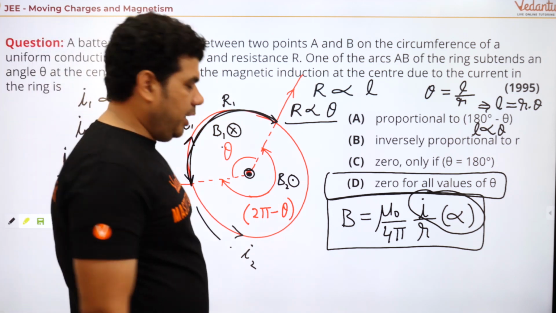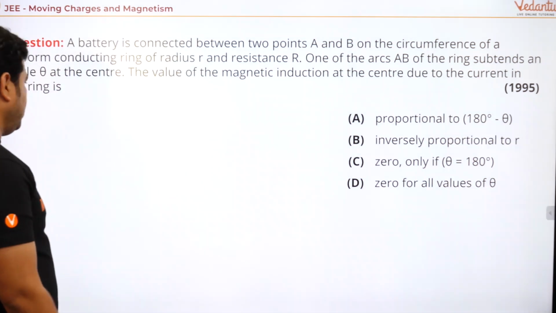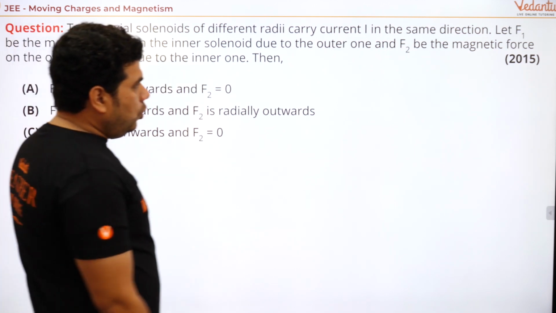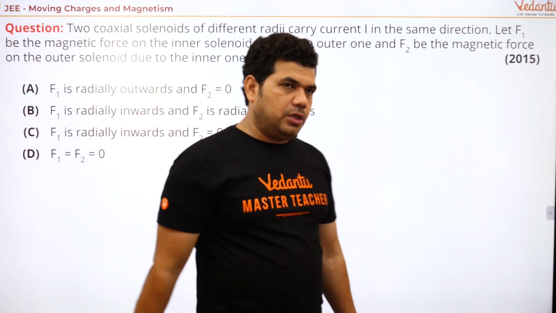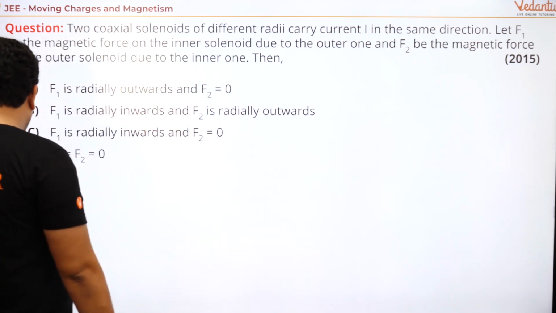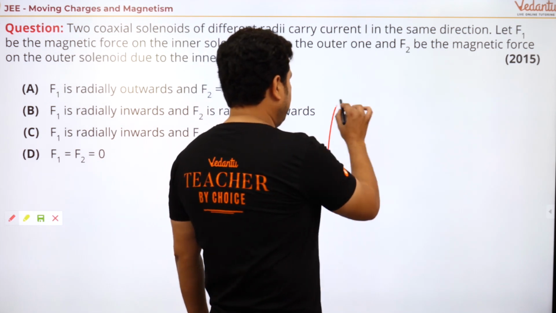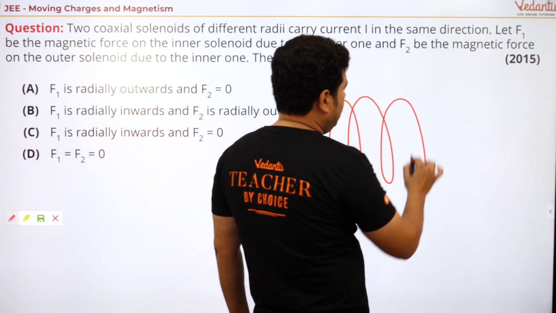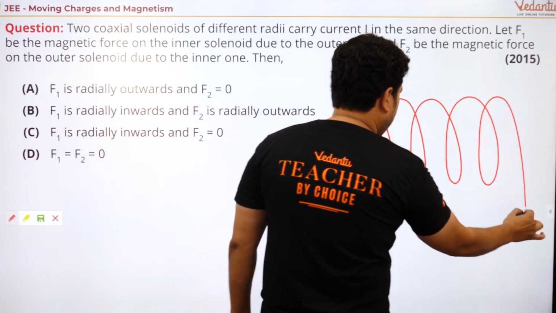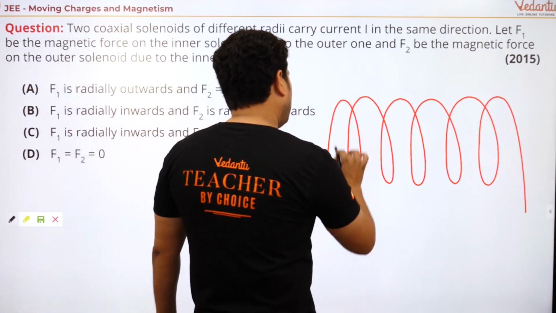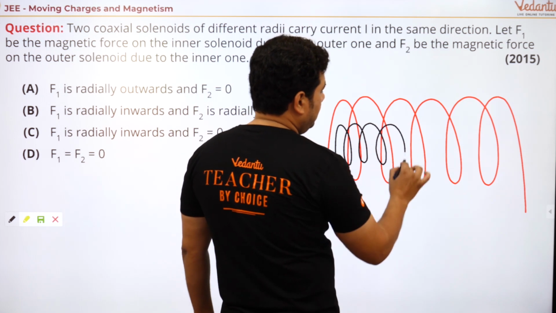Got it? So this was also an easy question. Let's move ahead. Two solenoids, and we have to find the force in between them. Means one solenoid is like this and another solenoid is coaxial to this one, that is like this.